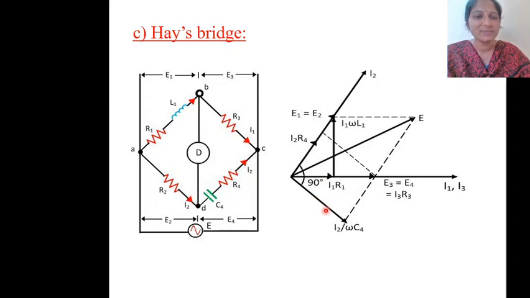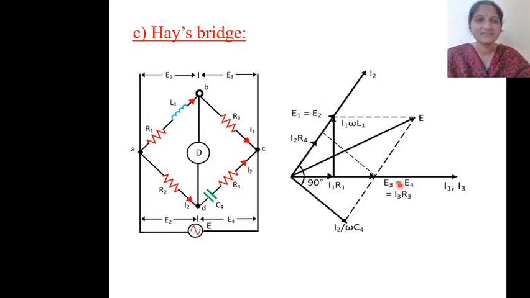And if you want to represent the capacitance value also, so I2 is in this direction, minus j represents 90 degrees. So you have to draw a vector in the 90 degrees, I2 by omega C4. Then the sum of these two will give you the E4. So this is how you need to draw the Hay's bridge phasor diagram.